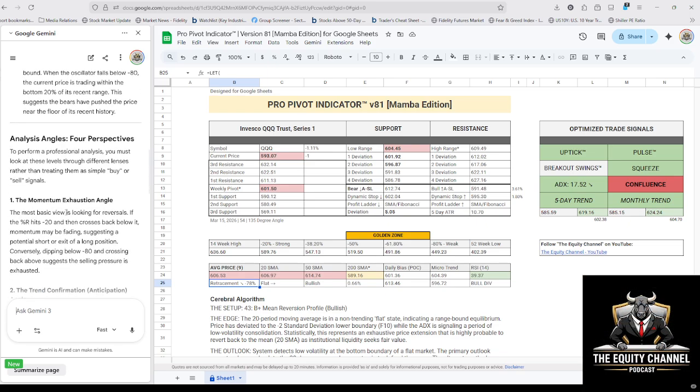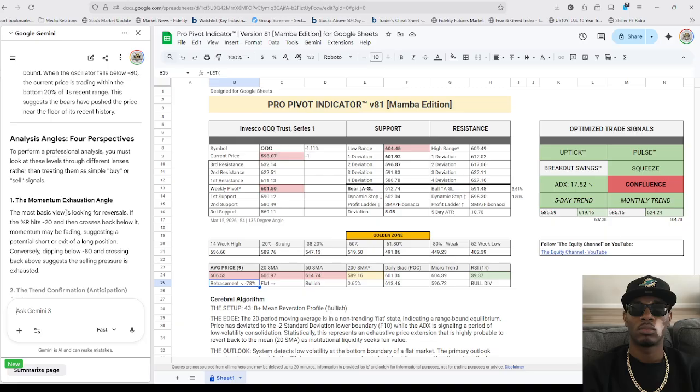Now, analysis angles, four perspectives. Let's see if they bring up the one that I talked about. I'm trying to see if they bring up what I just said, as far as if you hit that negative 80 and then you bounce from there, what that suggests. That's what I'm looking for. So, four perspectives. To perform professional analysis, you must look at these levels through different lenses rather than treating them as simple buy or sell signals.